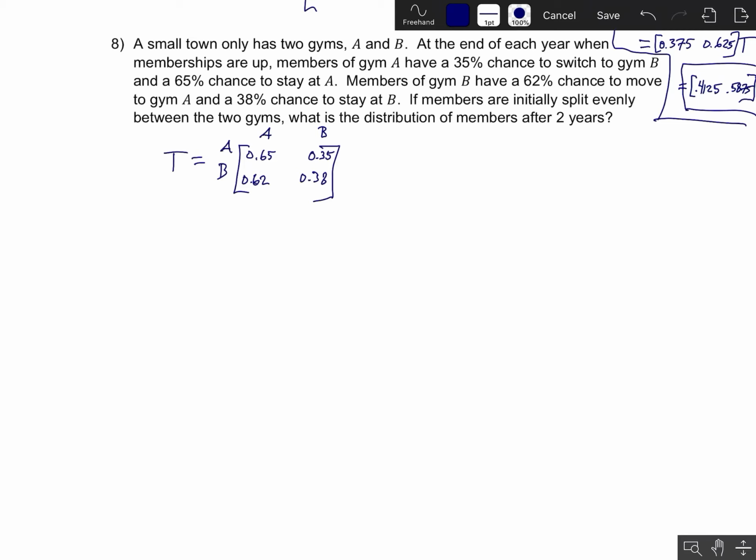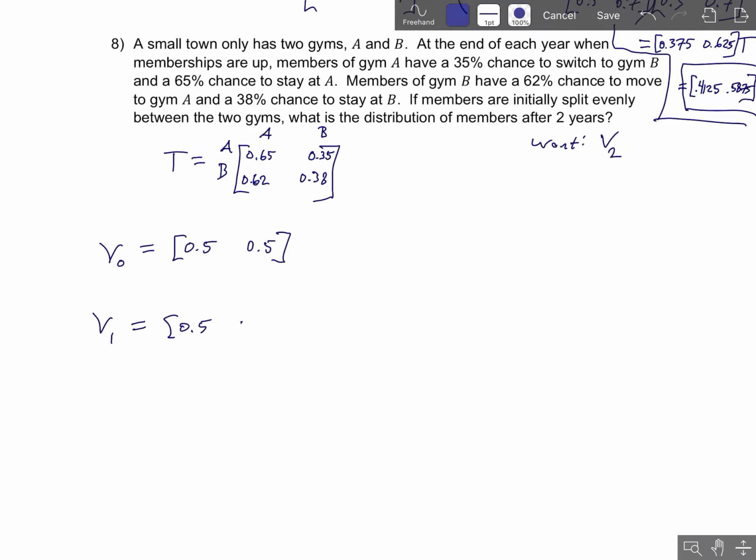So this is our transition matrix, and now what we want is V2, the state at time 2. We know the initial state. The initial state is that the members are split evenly between the two gyms. In other words, 50% of customers are at state A, and 50% of customers are in state B. So this is our initial state. Next, we'll compute the state at time 1. For that, we're just going to take V0 and multiply by the transition matrix.